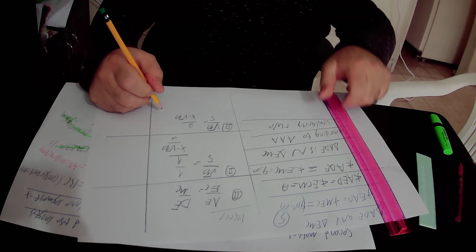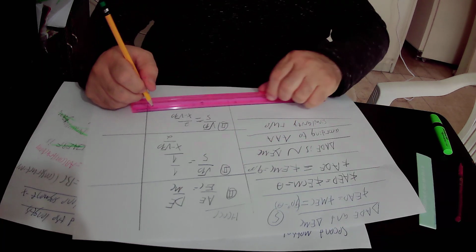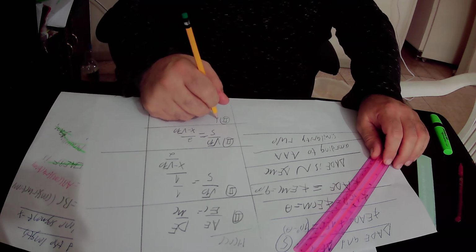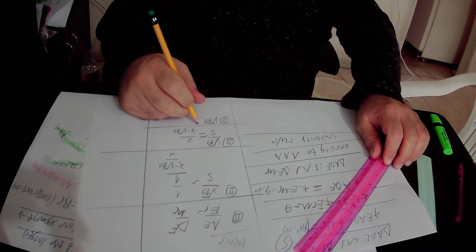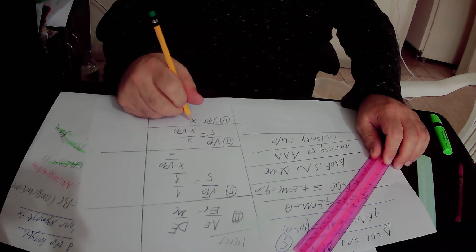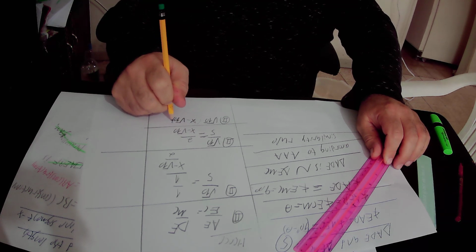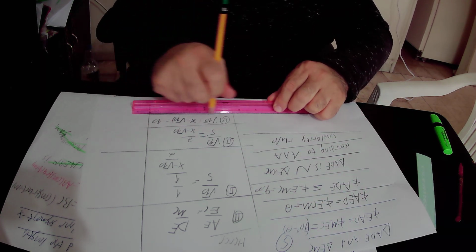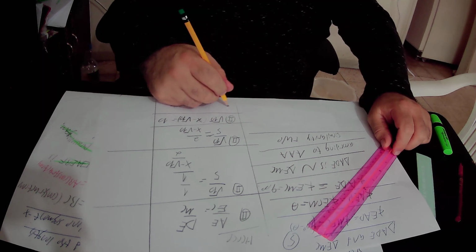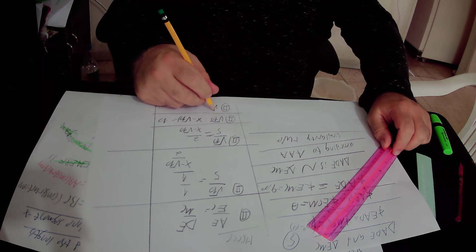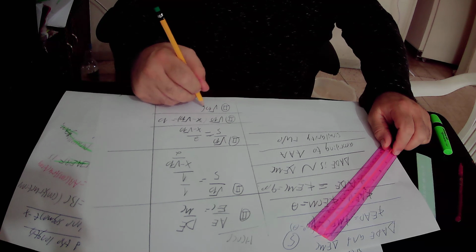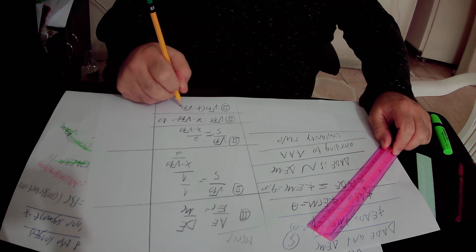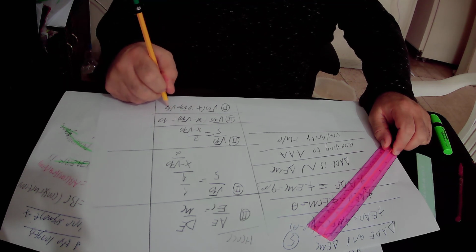Here we cross multiply equation number 2, and we get that square root of 10 times x minus square root of 10 equals 5 times 2, that is 10. Here we substitute 10 by square root of 10 times square root of 10, and we get that square root of 10 times x minus square root of 10 equals 10, that is actually square root of 10 times square root of 10.